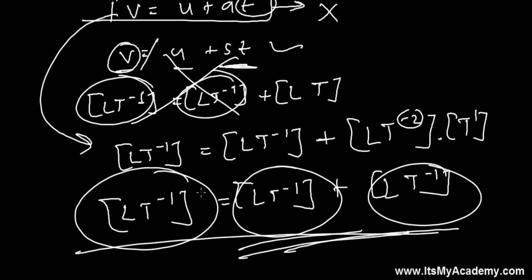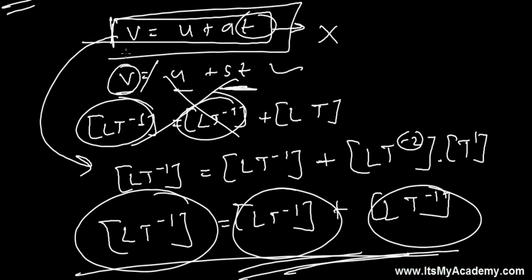The principle of homogeneity states that if any physical relation is correct, then every term on both sides must have the same dimensions. That's the principle of homogeneity.